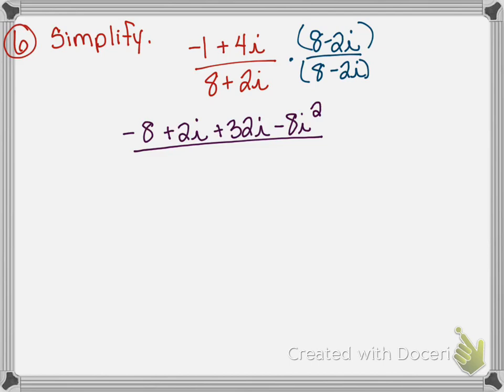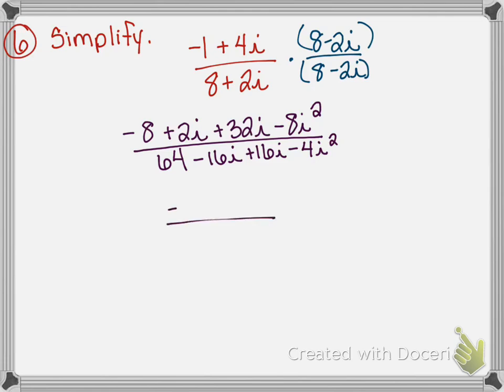So in the denominator, I have 8 times 8, which is 64. And then I have 8 times negative 2i, which is negative 16i. Then I have 2i times 8, which is plus 16i. Then I have 2i times negative 2i, which is going to be minus 4i squared. Okay, so now let's simplify.